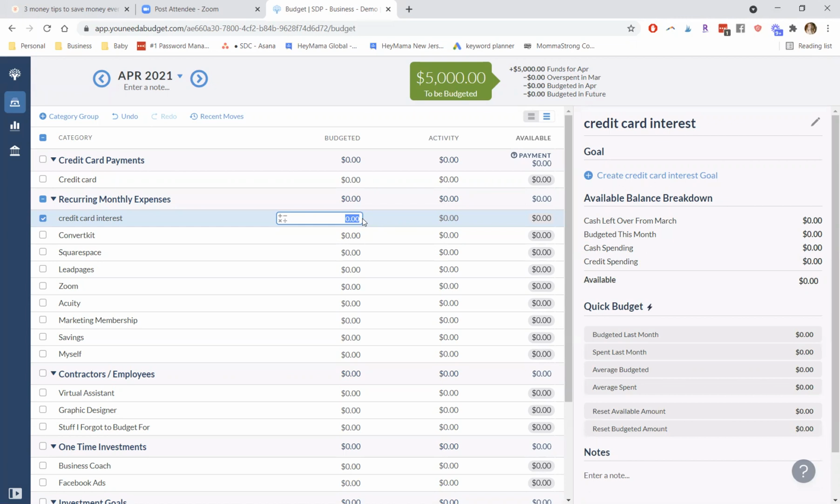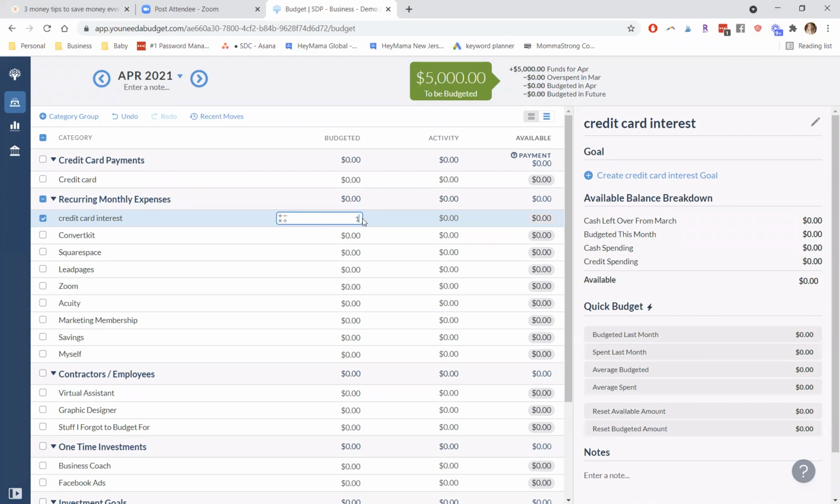I was never putting that in my budget, and I was still not understanding why my balance wasn't going down the way it should have been. That was because I never allocated in my budget for credit card interest. I was also building a lot of debt because I didn't have a budget and I didn't really know where my money was going.